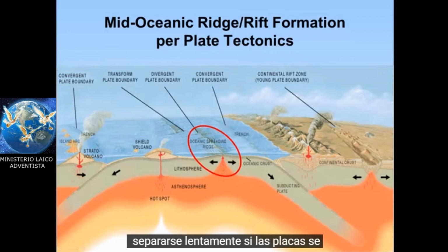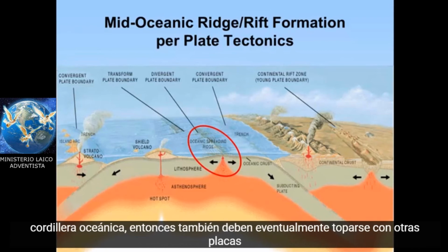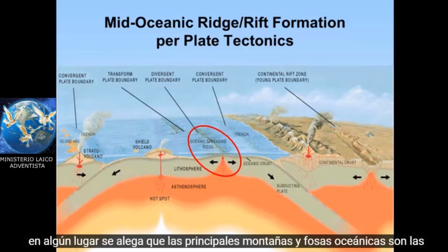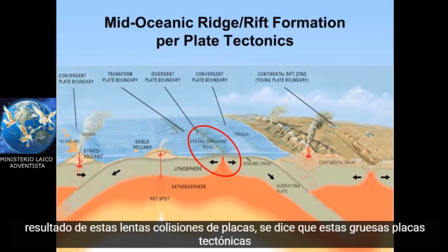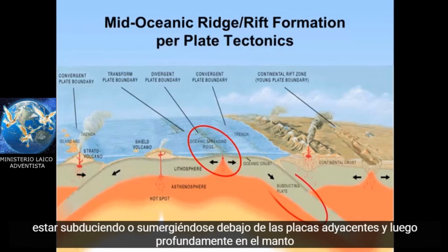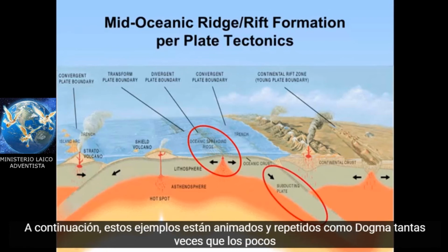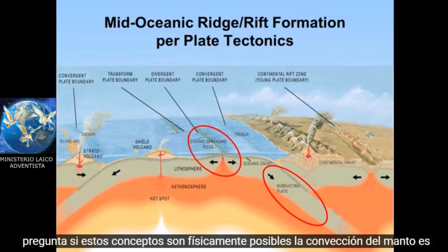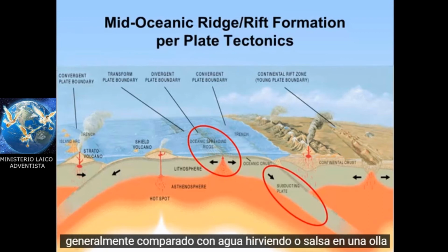If plates are spreading at the mid-oceanic ridge, then they also must eventually run into other plates somewhere. It is alleged that major mountains and ocean trenches are the result of these slow plate collisions. These thick tectonic plates are said to be subducting or diving under adjacent plates and then deep into the mantle below. These examples are animated and repeated as dogma so many times that few question if these concepts are physically possible. Mantle convection is usually compared to boiling water or gravy in a pot.